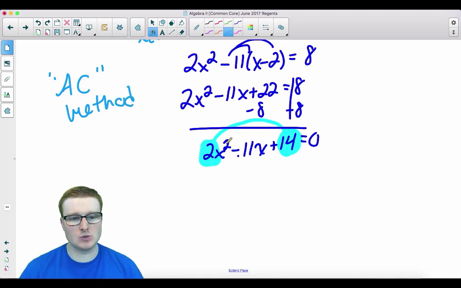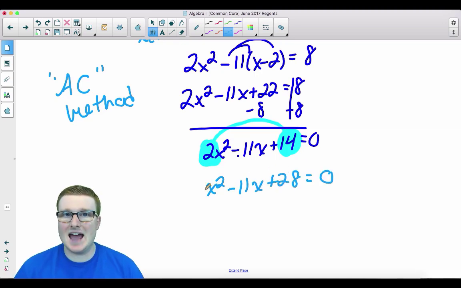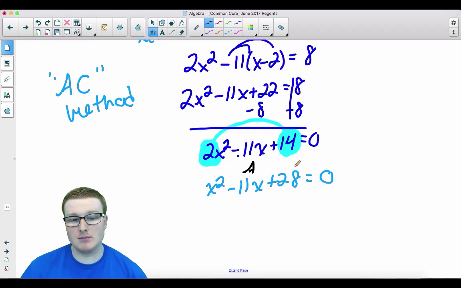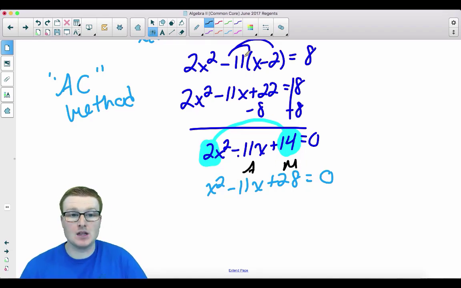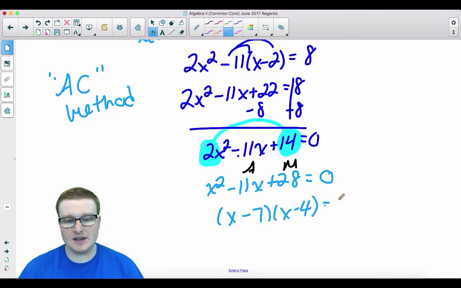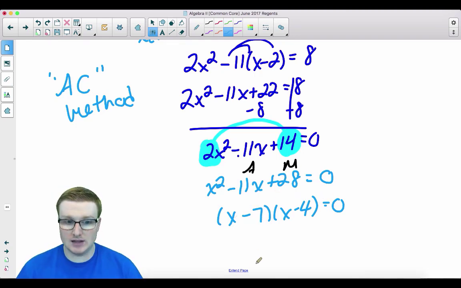So now we're going to multiply those two numbers. We get x squared minus 11x plus 2 times 14, which is 28, equals 0. Now that's a 1. Perfect. We needed that. So now let's go ahead and factor using the AC method. What adds to negative 11 and multiplies to give you 28? Well, we get x minus 7, x minus 4, set equal to 0. Let's just double check. Negative 7 times negative 4 is positive 28. Negative 7 plus negative 4 is equal to negative 11.